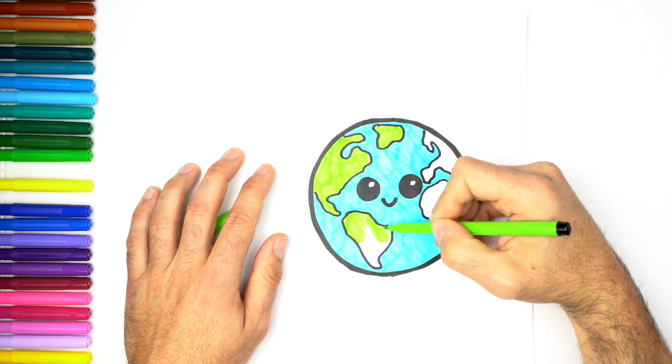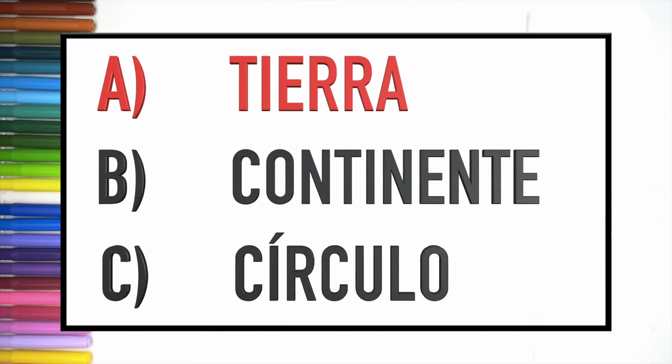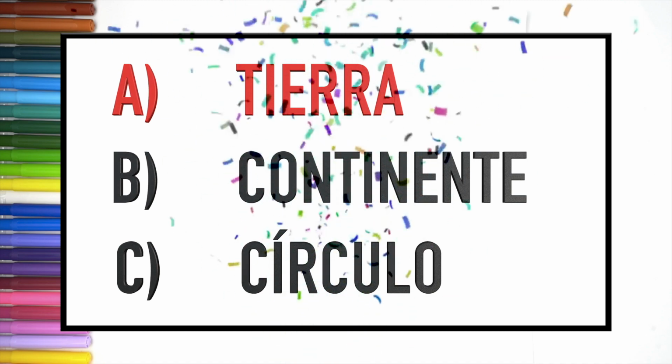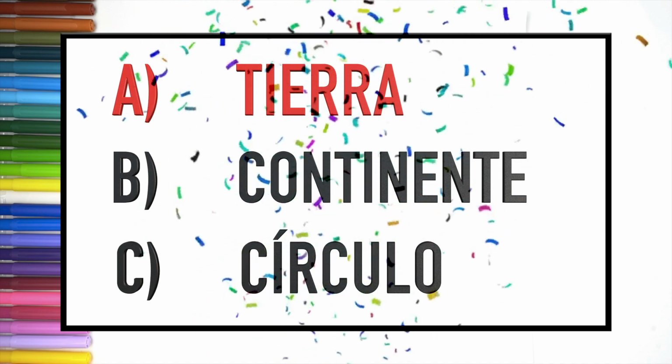Let's see if you know the answer. The planet Earth in Spanish is called La Tierra. Fantastic! You have got it right. Very good.